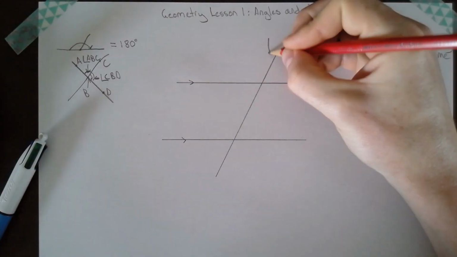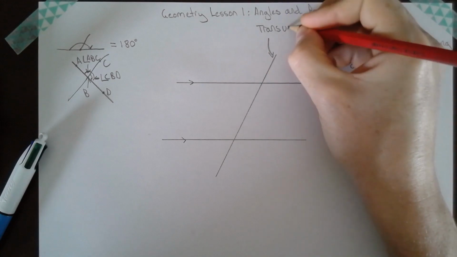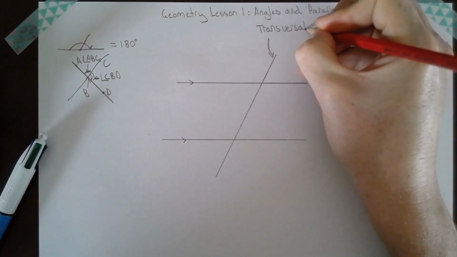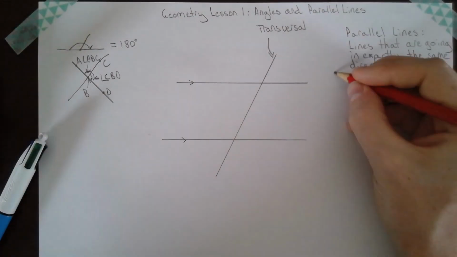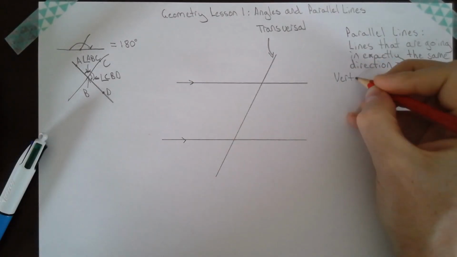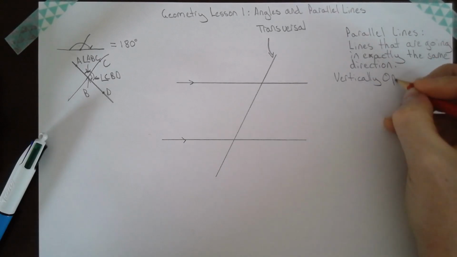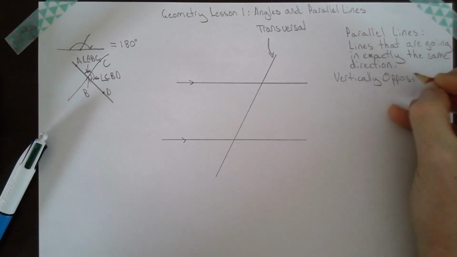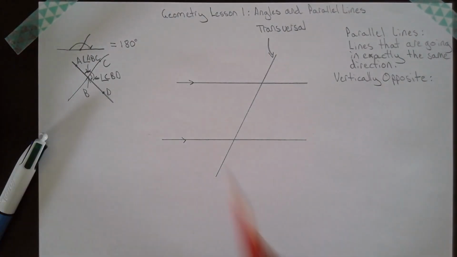Now, the very, very first rule that I want to talk to you about with angles and parallel lines is called vertically opposite. And the reason it's the one that I want to talk about first is because it actually doesn't even have to do with parallel lines. All it has to do with is two straight lines. So for example, this straight line here and this one here. Or this straight line, the same straight line, the transversal, and this bottom one.